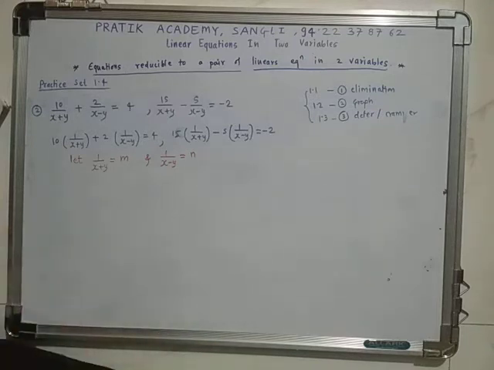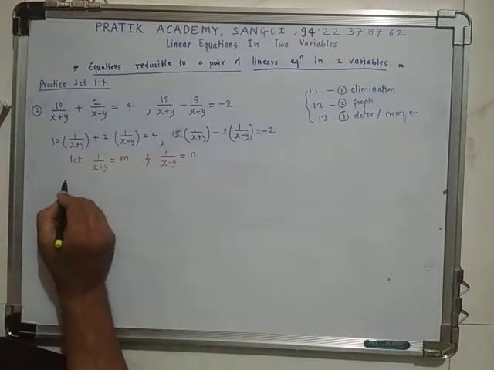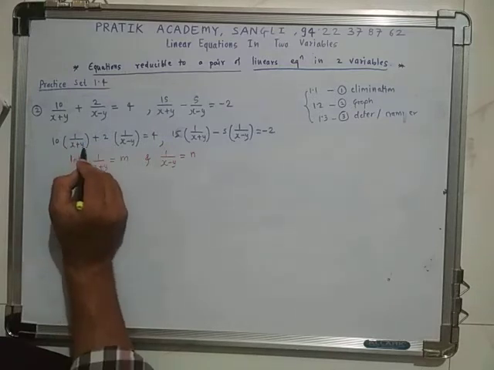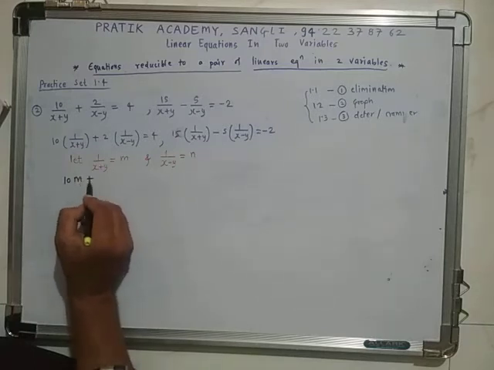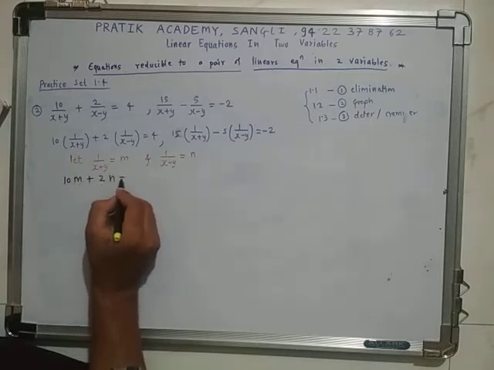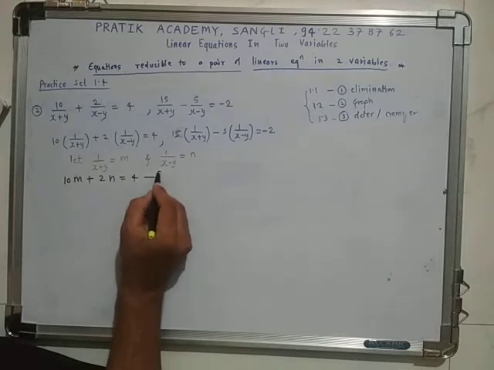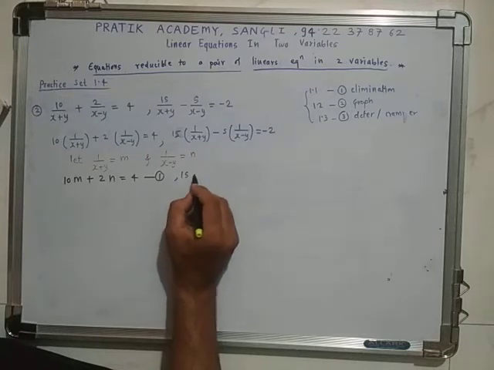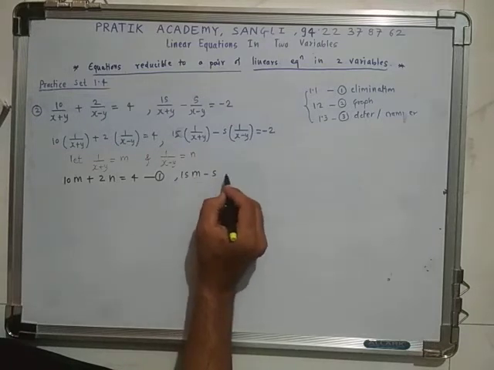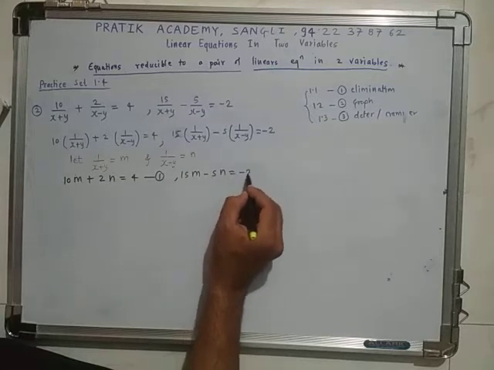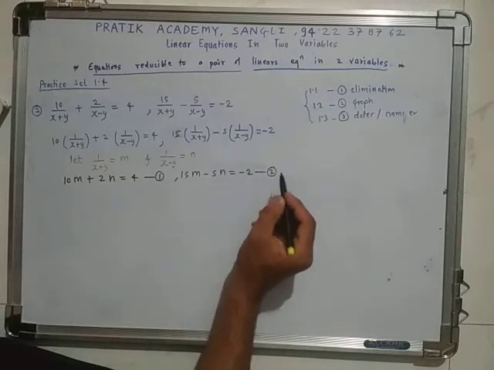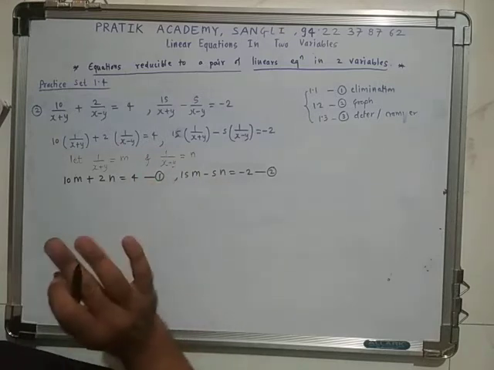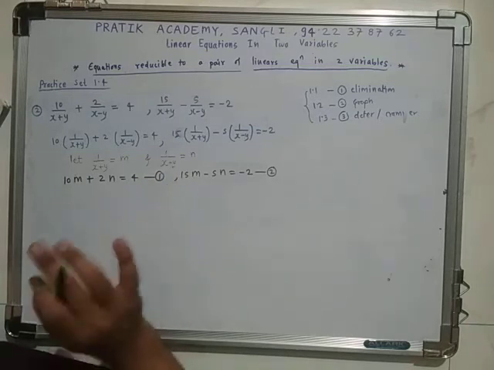First equation changes to 10m plus 2n is equal to 4. Call this equation 1. And second equation is 15m minus 5n is equal to minus 2. Call this equation 2. आता हे काय झाले? टू इक्वेशन्स इन लिनियर इक्वेशन इन टू व्हेरिएबलच्या फॉर्ममध्ये आलेले आहेत.